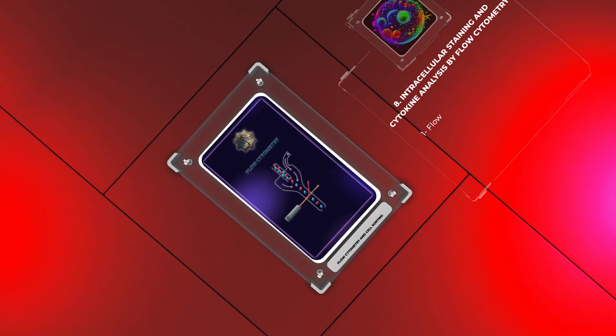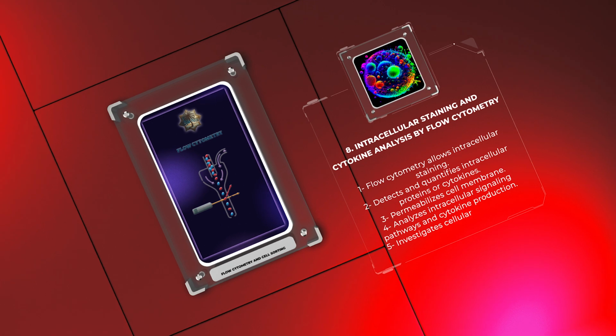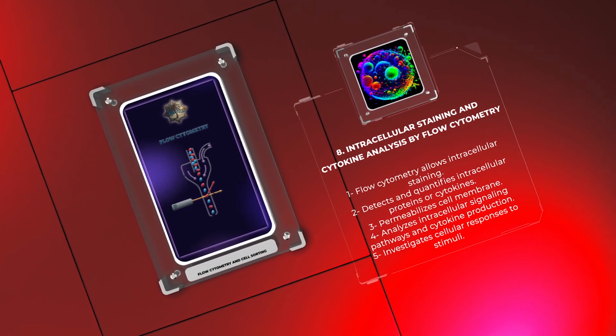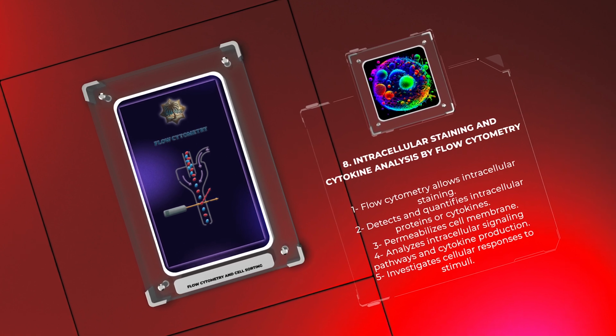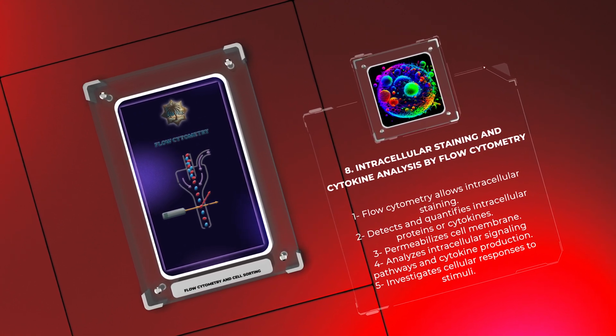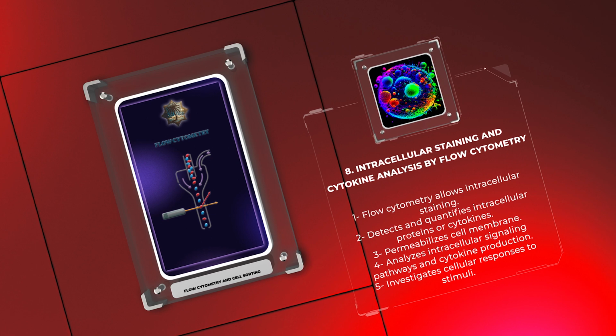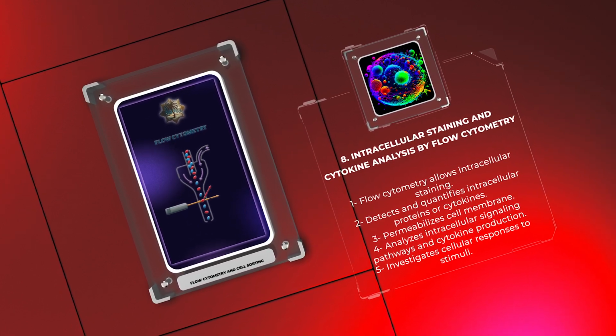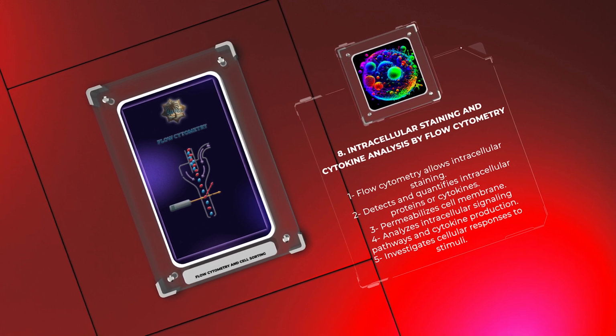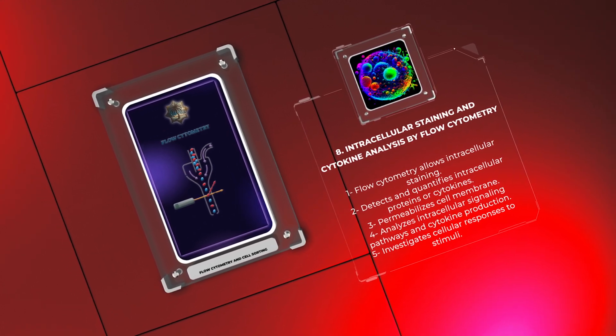Flow cytometry extends its capabilities beyond surface marker analysis through intracellular staining. This technique allows the detection and quantification of intracellular proteins or cytokines of interest. By permeabilizing the cell membrane and utilizing specific antibodies or fluorochromes, researchers can analyze intracellular signaling pathways, measure cytokine production, and investigate cellular responses to stimuli.